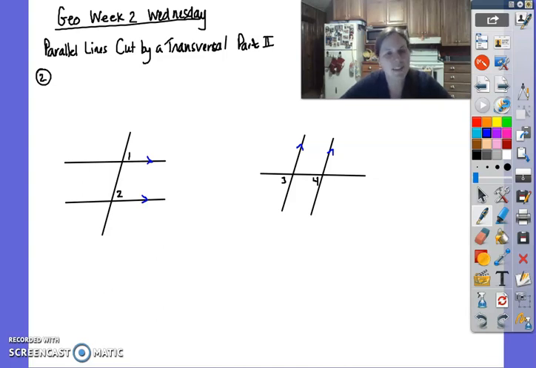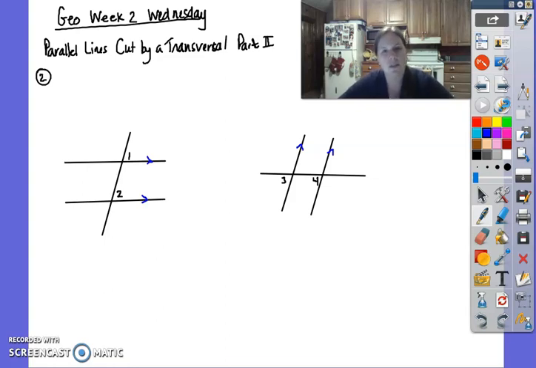Hey, welcome back to Geometry Week 2. This time it's Wednesday, and we're still talking about parallel lines cut by transversals. Yesterday we had alternate interior angles, which formed the letter Z, and today we're going to change it up and work with something called corresponding angles.